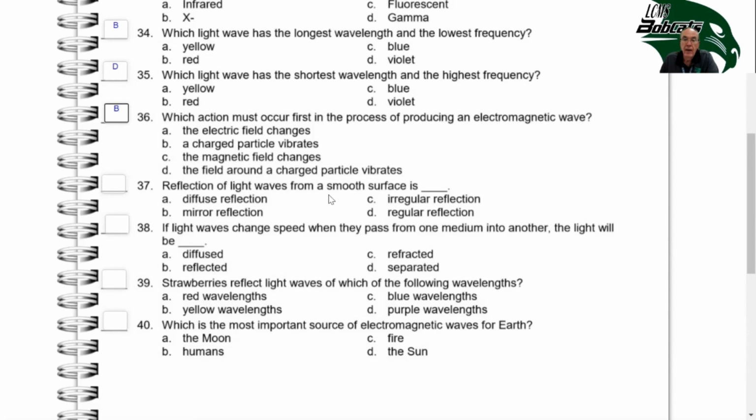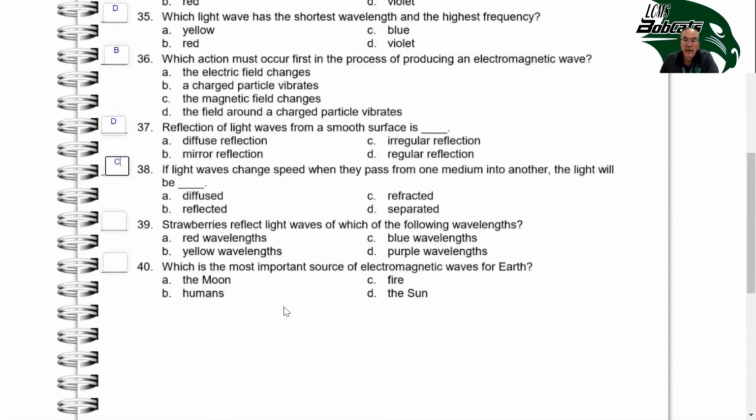The reflection of light waves from a smooth surface is called a regular reflection. Diffuse is when it's broken up. The choices are either diffuse or regular; mirror and irregular are not choices, so it's D. If light waves change speed as they pass from one medium to another, the light will be refracted. Diffused means it's broken up like the reflection. Reflection means it bounces back. Separated is not even something we talked about.